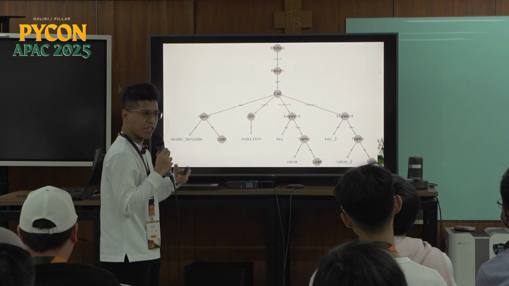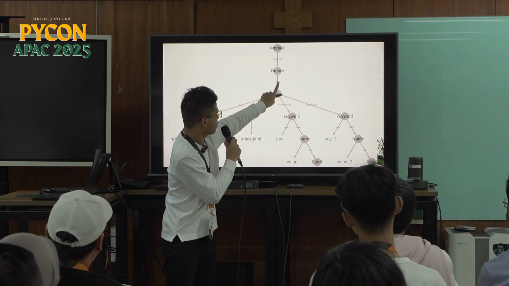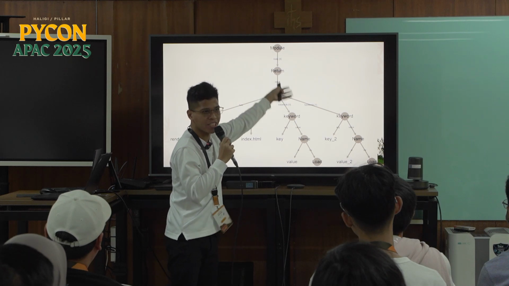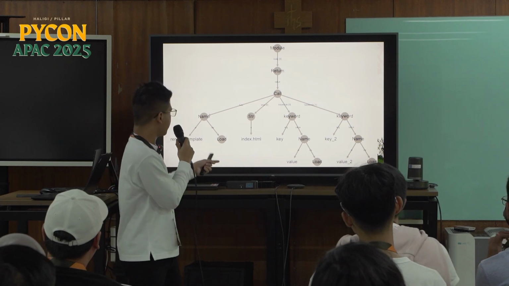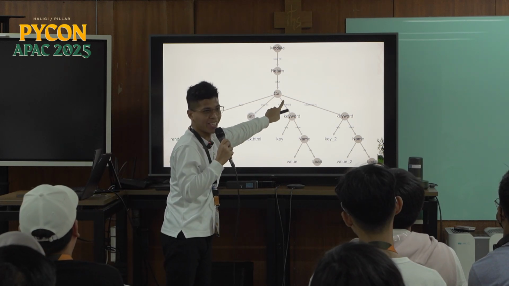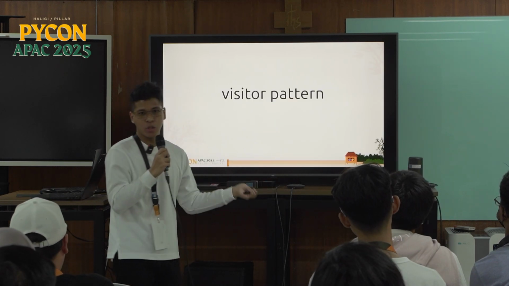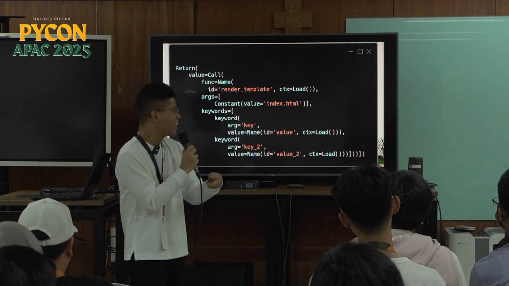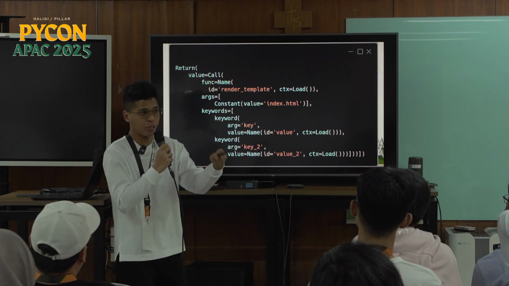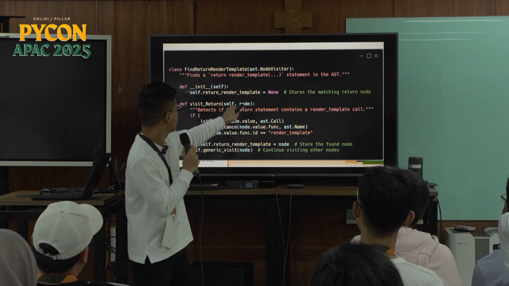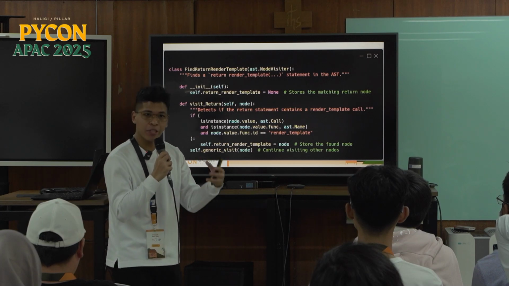So, a crazy idea: what if we just swap this with something else? This Call node here, what if we just replace it with something else? But the problem is, how do we even find this thing in the first place? There's this thing called the visitor pattern. Don't worry about it. In Python AST, the way you implement the visitor pattern is by using NodeVisitor. You can think of it as NodeVisitor allowing you to visit all nodes.